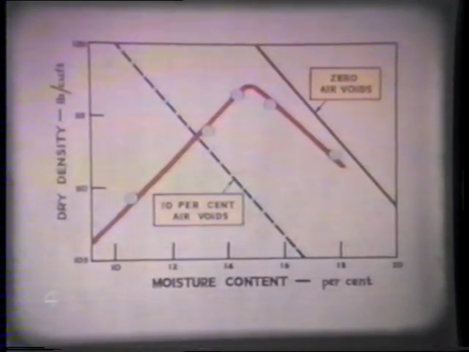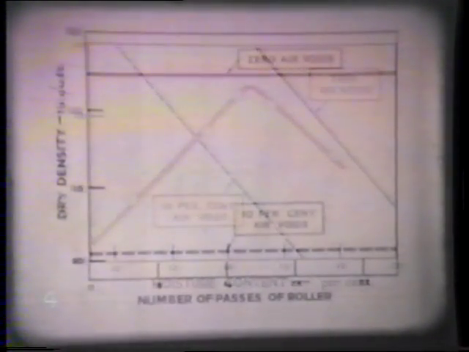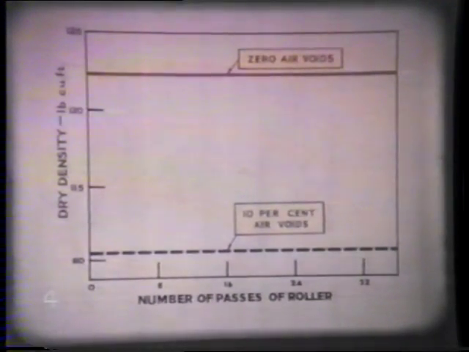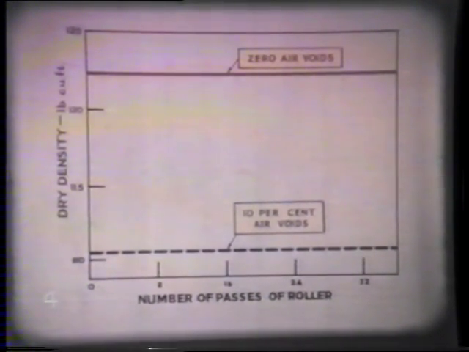Secondly, the effect of the number of passes of the compaction plant on the state of compaction. This relationship shows the limited number of passes of the machine, after which little further compaction was obtained. A knowledge of this is essential for the efficient and economical operation of the machine.